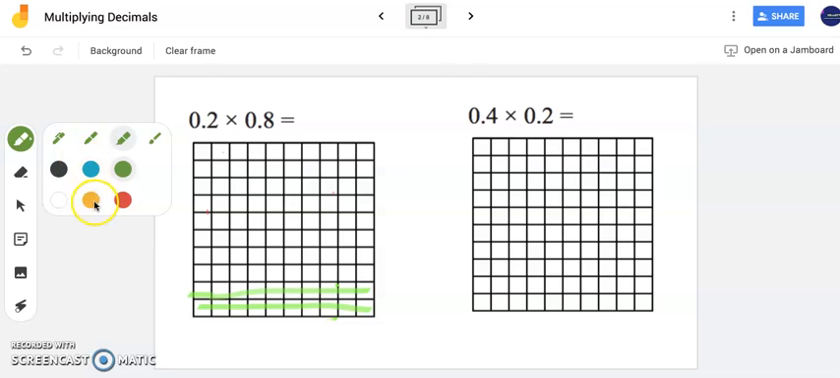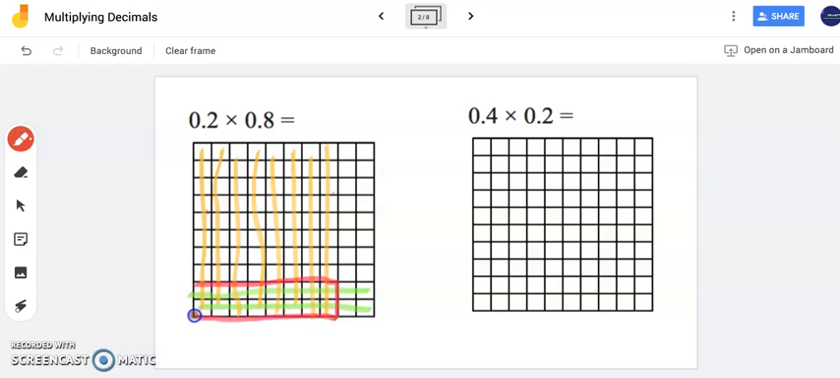Now I'm going to switch the color and I'm going to draw 8/10 in this model. 1/10, 2/10, 3/10, 4/10, 5/10, 6/10, 7/10, and 8/10. Now I'm going to switch the color so I can figure out where the overlap is. In this area that I'm highlighting in red is where the yellow and the green met. This is the answer to my problem.